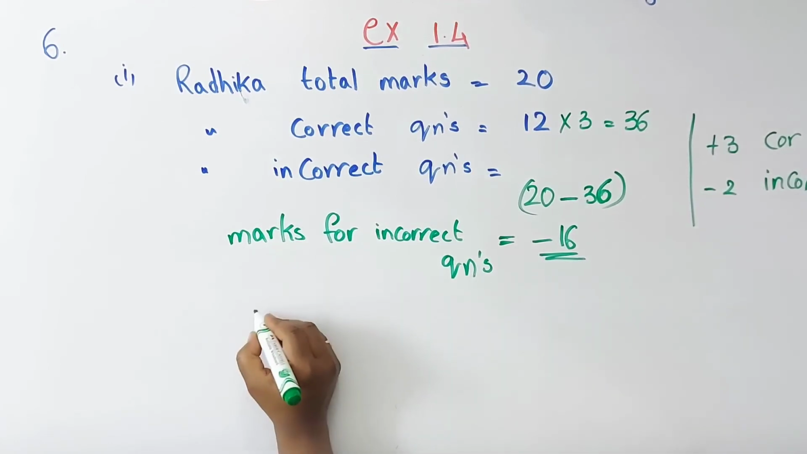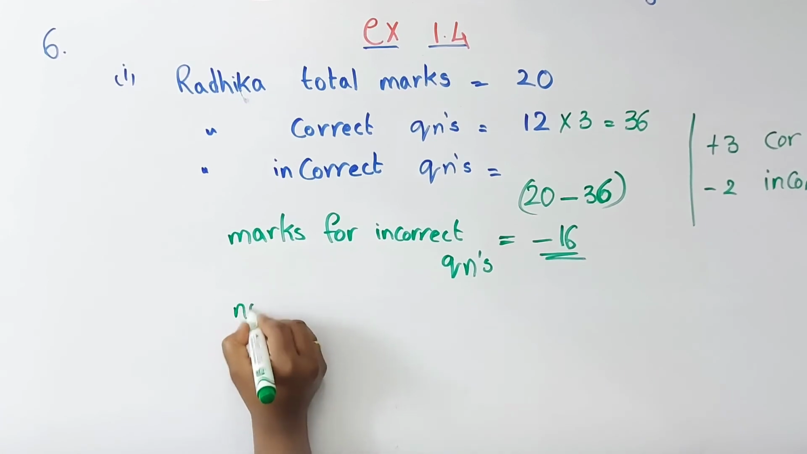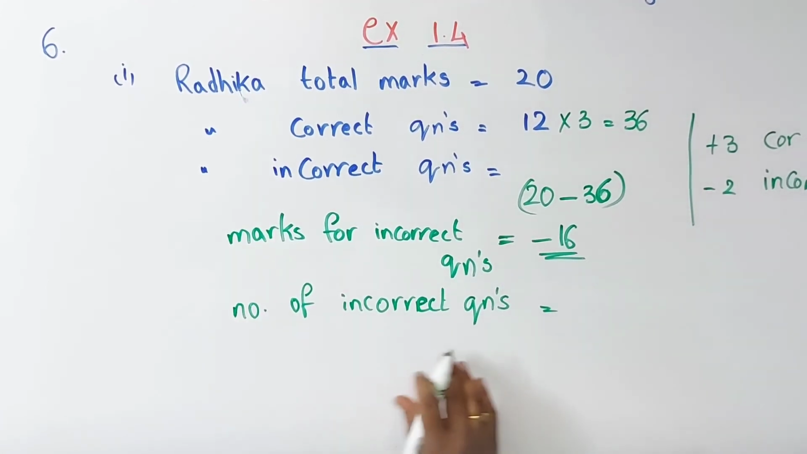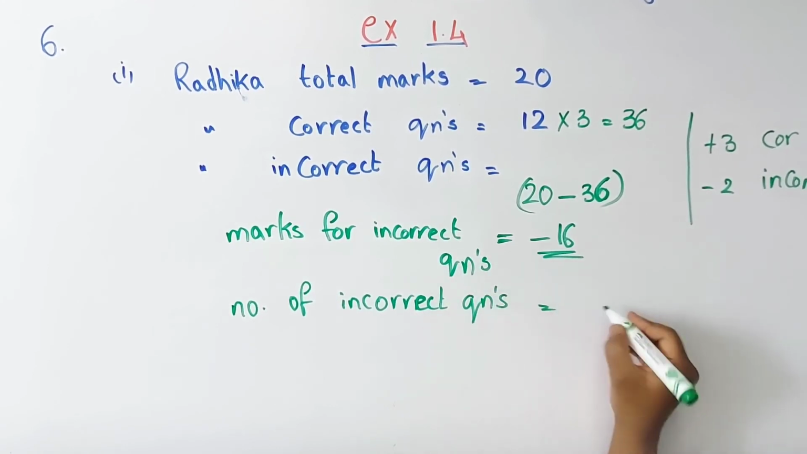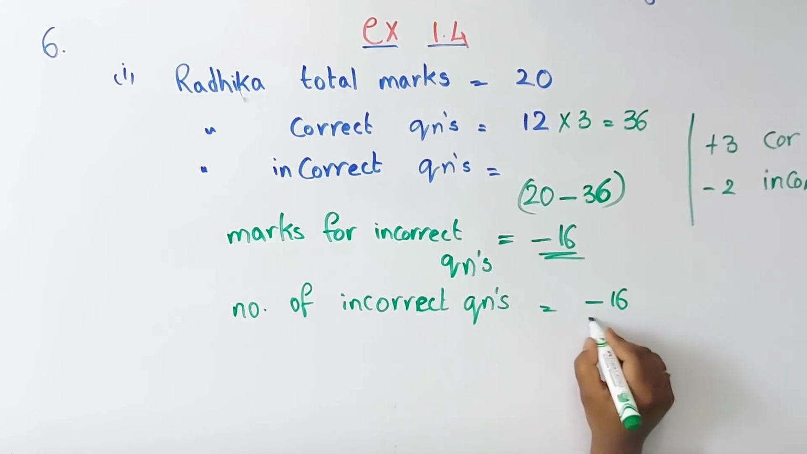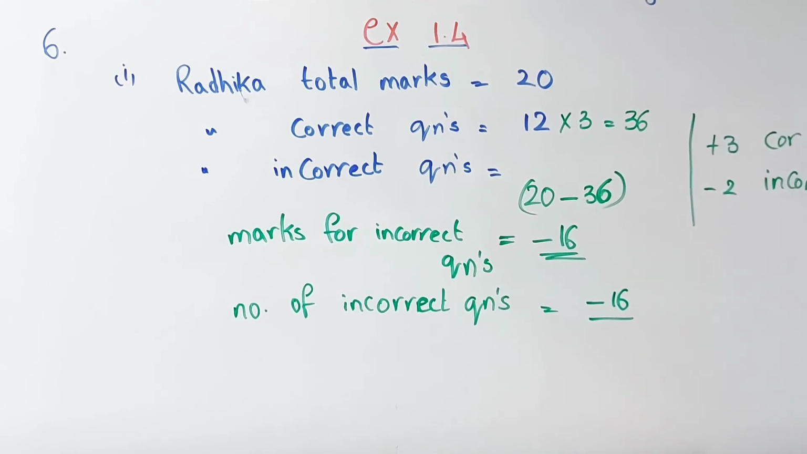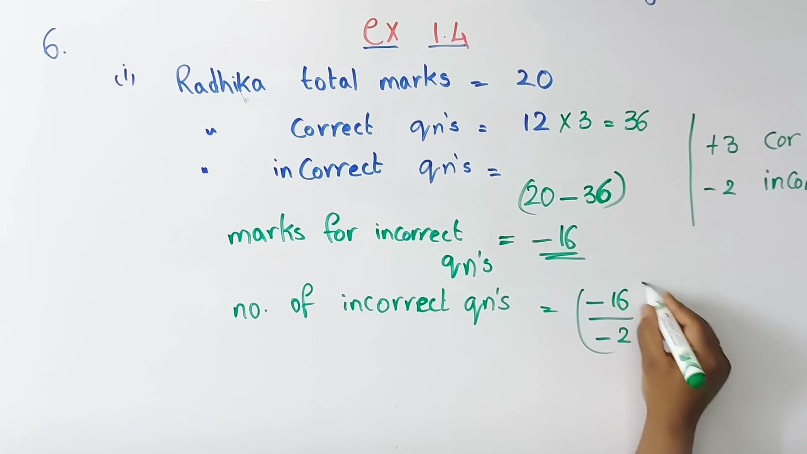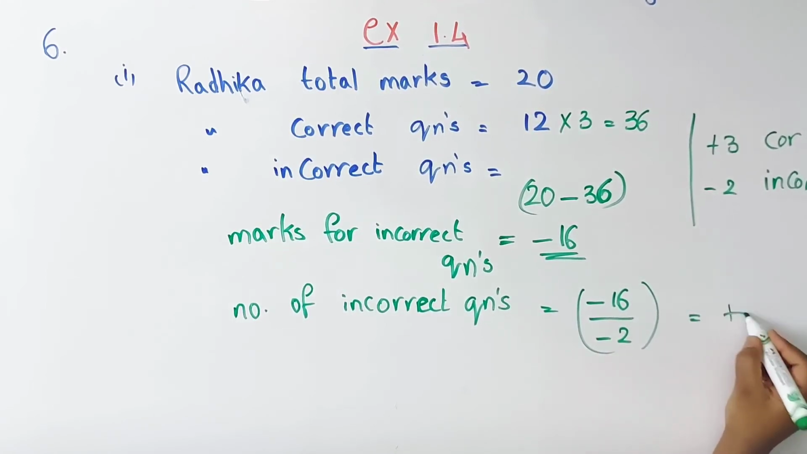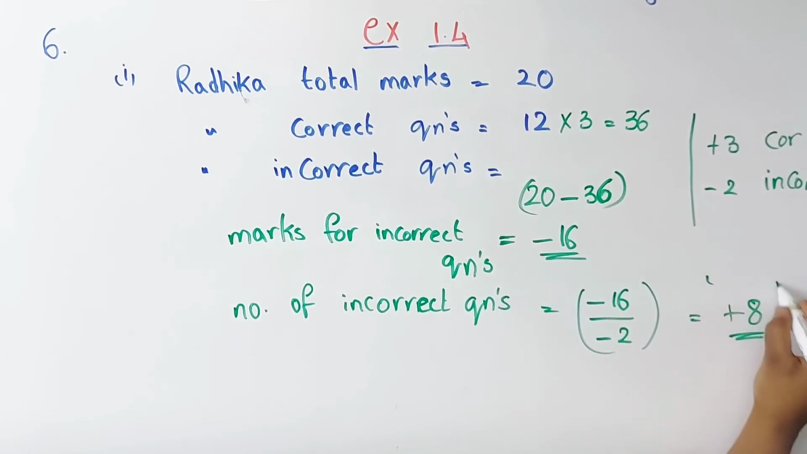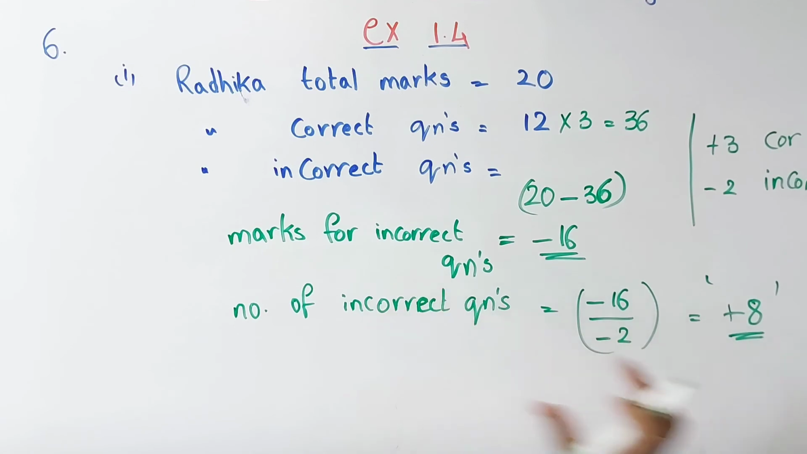So how many questions are incorrect? That means the number of incorrect questions. How will we do it? It is division. Marks of incorrect questions divided by the marks for one incorrect question, which is -2. So -16 divided by -2. Both are negative numbers, so it will be plus. 16 divided by 2 is 8. So the number of incorrect questions that Radhika attempted is 8 questions, children.